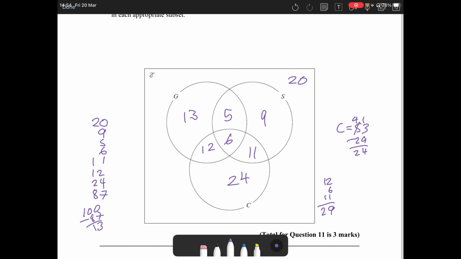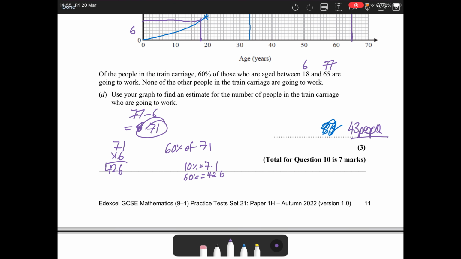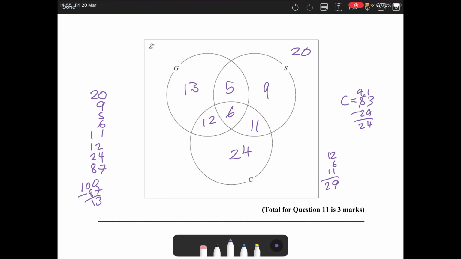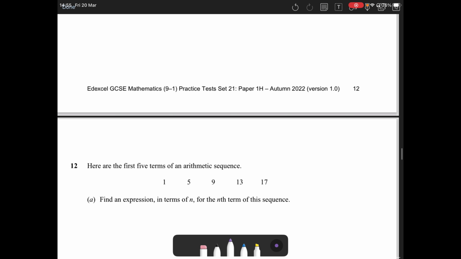Let me just rewind to the previous question. So for part B, they do accept any answer between 39 to 43. That's in the mark scheme, so 43 is within that. This one here, the Venn diagram, I'm just looking at it now, is correct. So no changes needed there.